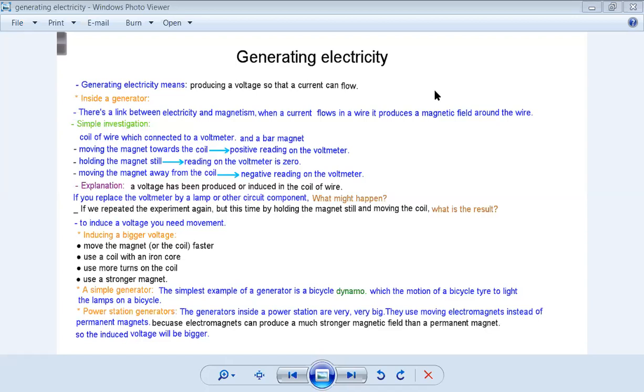So we all know that there is a link between electricity and magnetism. So what is that link between electricity and magnetism? When we have a coil, okay, and we have a piece of magnet, if we move this piece of magnet in this direction and that direction, we will have a changing magnetic field. This magnetic field can create a voltage in the wire.